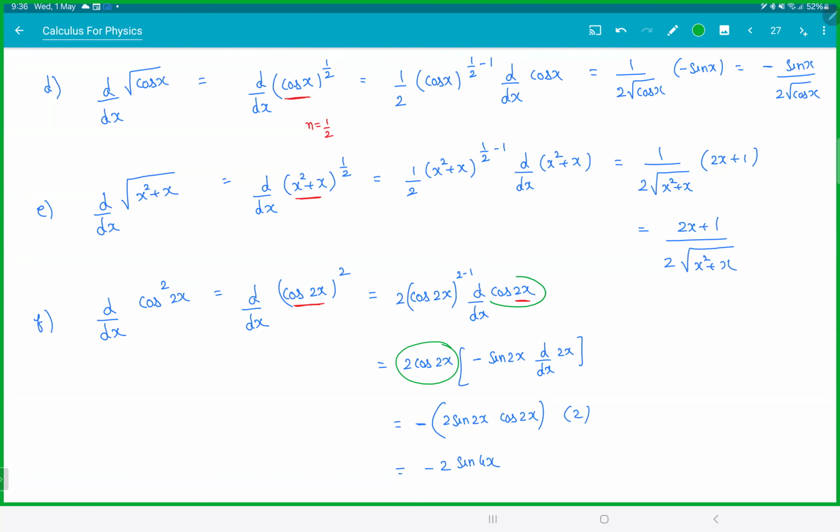What is the differential of cos 2x? Minus sin 2x. But then you have to differentiate whatever is inside again. So that will be the differential of 2x, which is 2. And this thing comes out. So this will become 2 cos 2x sin 2x. So this whole function is this.